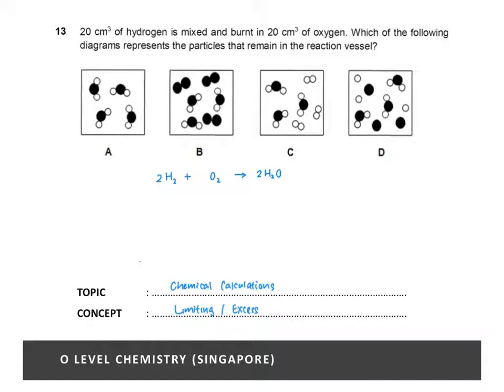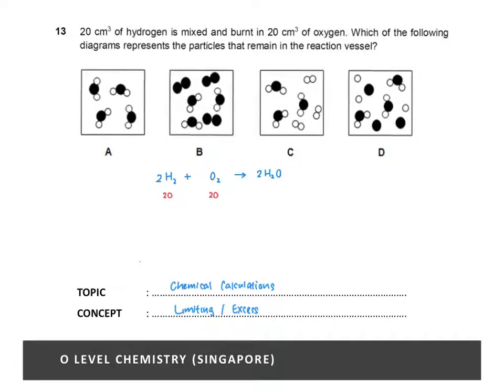We were told that there are 20 cm³ of hydrogen and 20 cm³ of oxygen. Now, if a chemical calculation question gives you the amount of both reactants, it is a clear signal that it's a limiting-excess type of question, meaning there's a high chance that at the end of the reaction, one of them will have some remaining. So how do we know which one is limiting and which one is in excess? Just pick any one, and use the mole ratio to find how much of the other is needed.